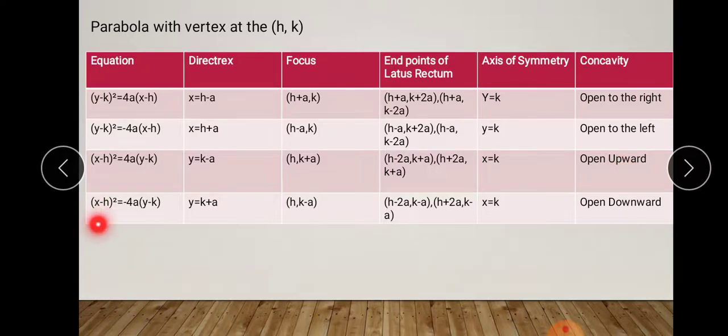Fourth equation: (x − h)² = −4a(y − k). The directrix is y = k + a, and the focus is at the point (h, k − a). The endpoints of the latus rectum are (h − 2a, k − a) and (h + 2a, k − a). The axis of symmetry is x = h, and the concavity is open downward.